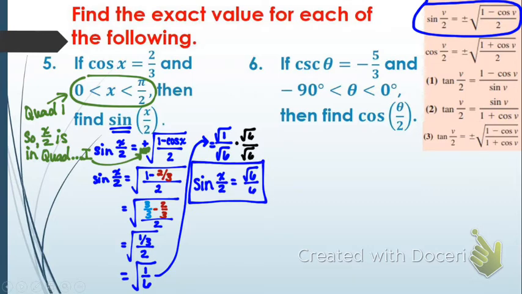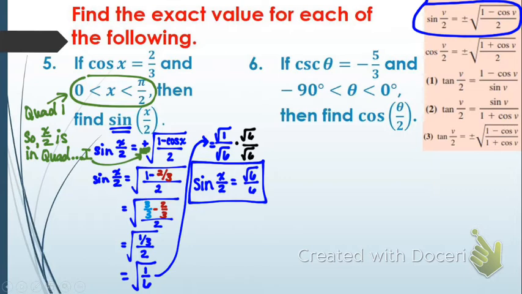How are we doing? Full disclosure, tattling on myself. I hate the half angle ones. I do them because we need to know how to do them, and they are important for finding exact values, especially when addition or subtraction can't get me there. But the half angles are messy. You doing okay? Let's do one more like this. One more.